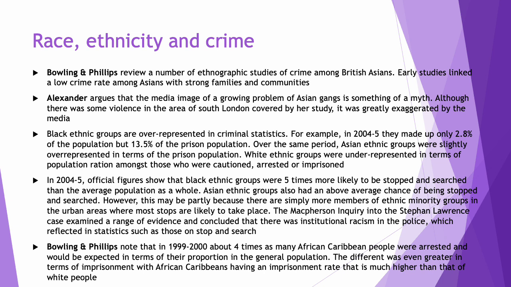In 2004 and 5, official figures show that black ethnic groups were 5 times more likely to be stopped and searched than the population as a whole. Asian ethnic groups also had an above-average chance of being stopped and searched. However, this may be partly because there are simply more members of ethnic minority groups in urban areas, where most stops and searches are most likely to take place.